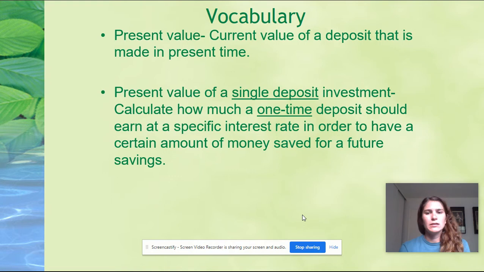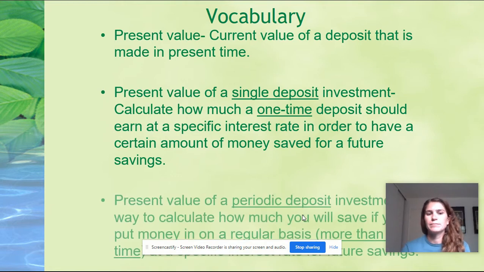Present value of a single deposit investment means that you're going to be calculating how much you deposit one time and how much it should actually earn at a specific interest rate in order to have a certain amount of money saved for future savings. The present value means how much money you need to put in the account now, only one time, because it's a single deposit.